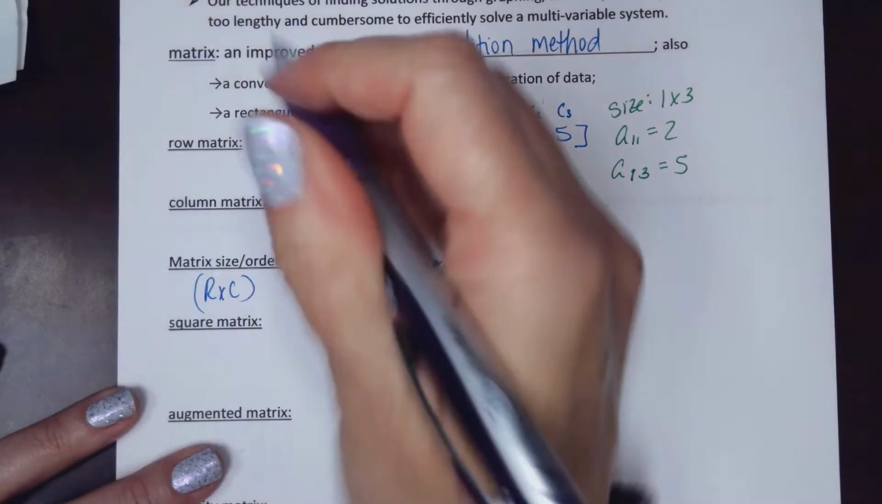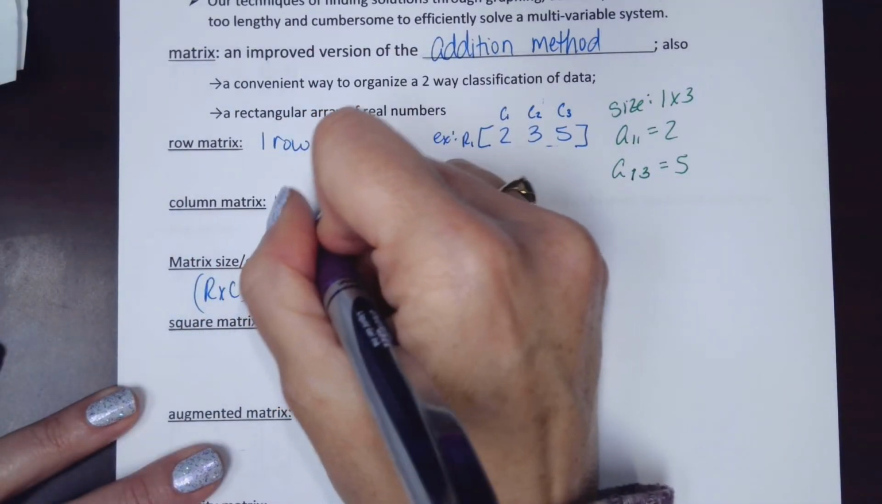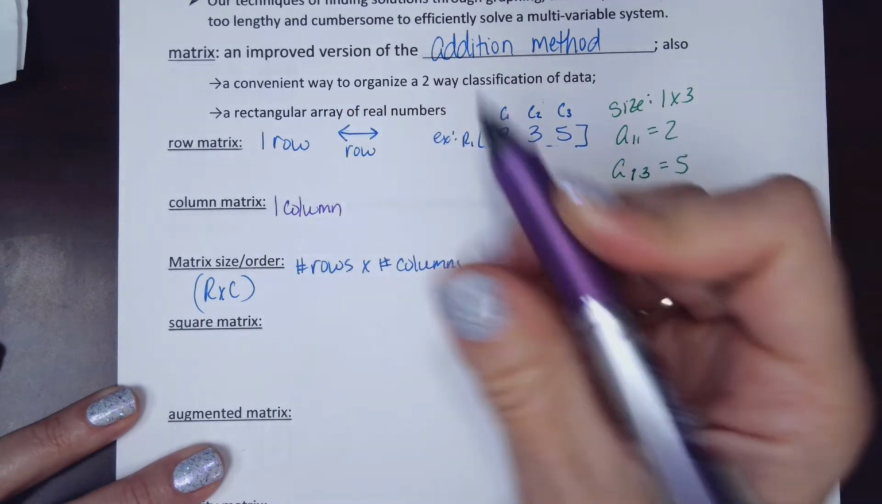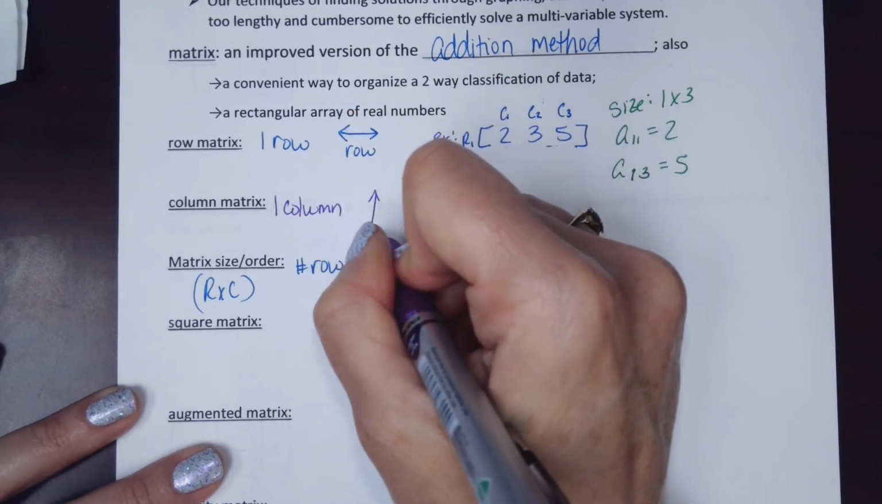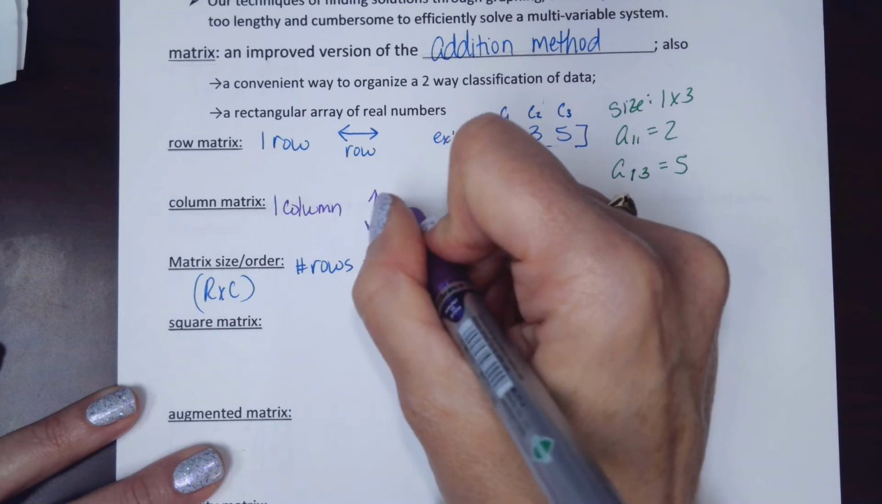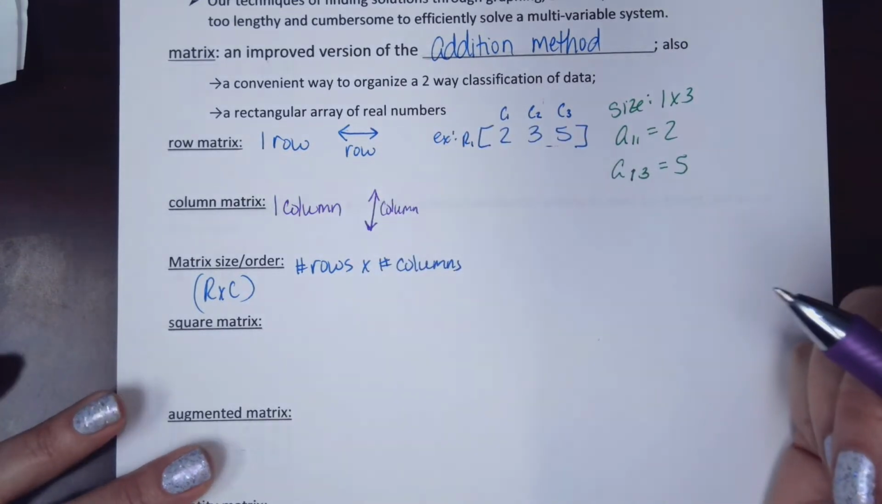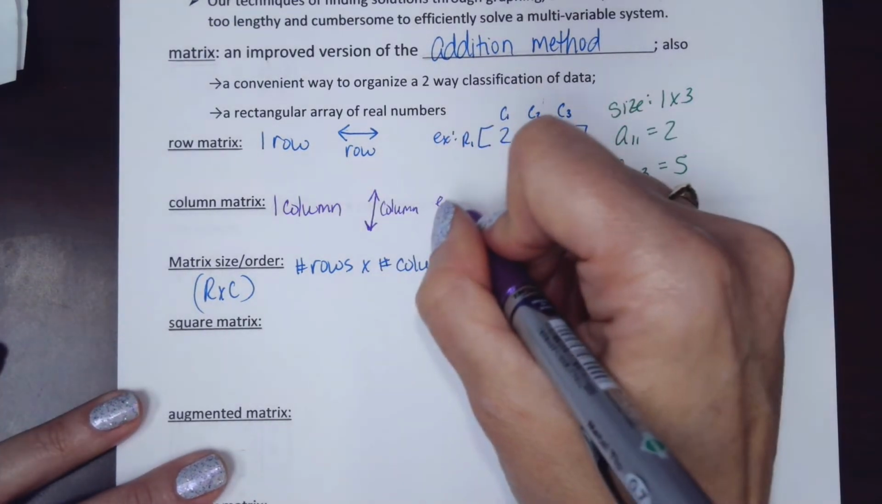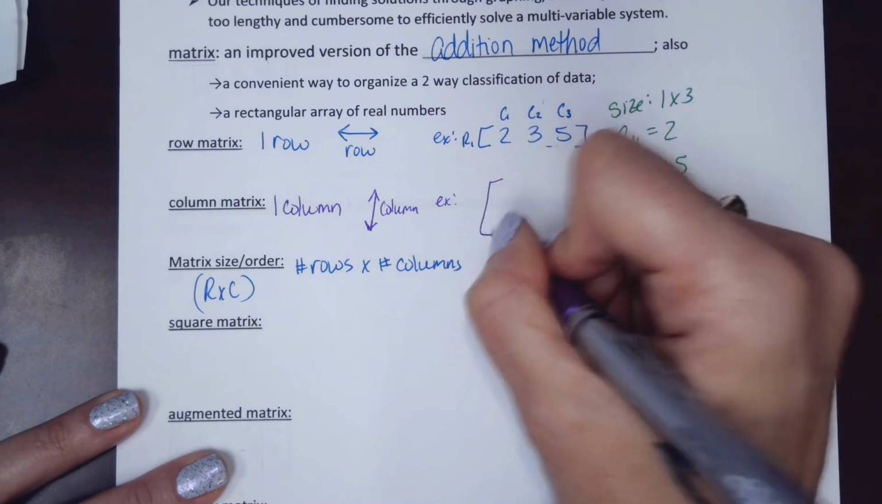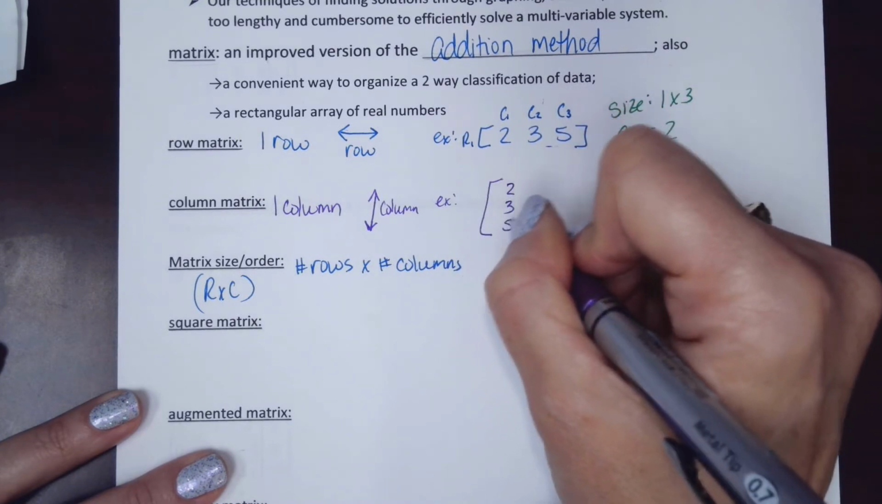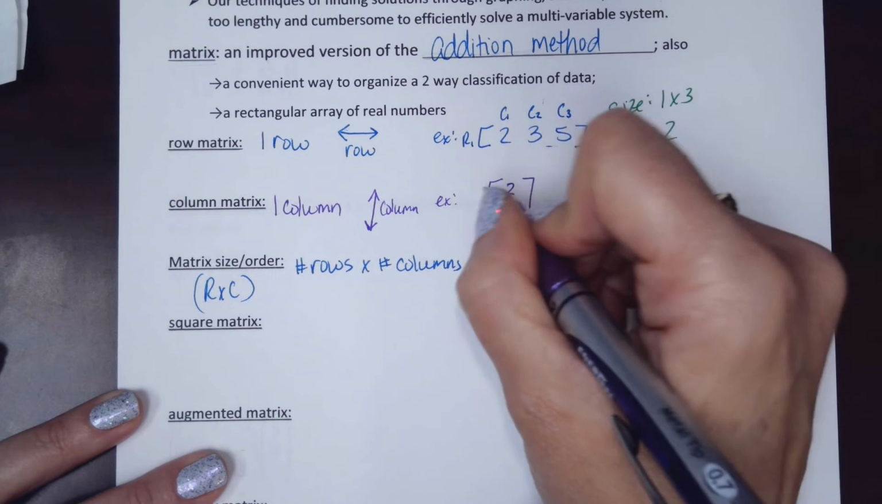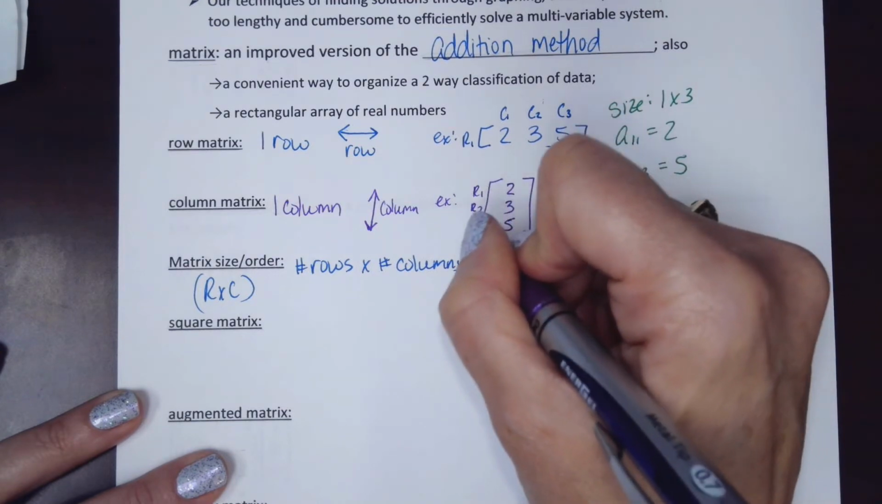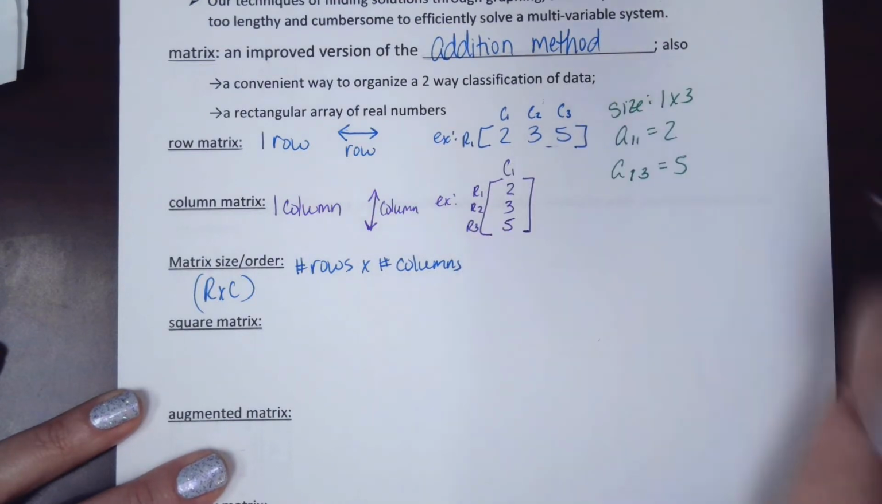Conversely, our column matrix has a single column. It can also be called a column vector. A row matrix could be called a row vector. Columns go vertically up and down. So an example of a column matrix might be, let's use the same 3 elements. We've got row 1, row 2, row 3, and only 1 column.